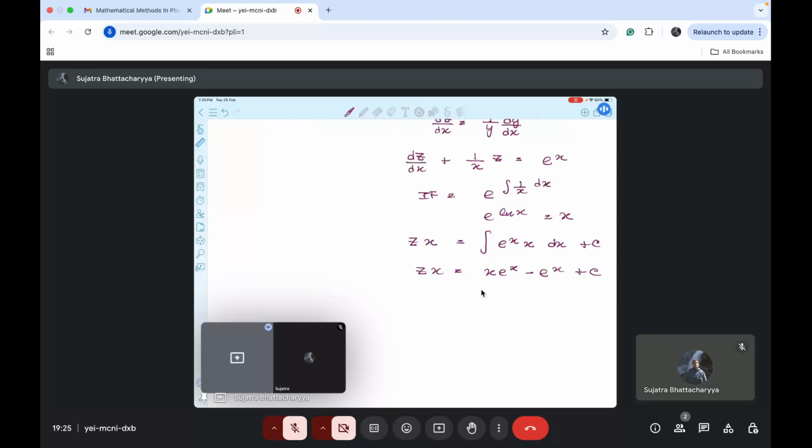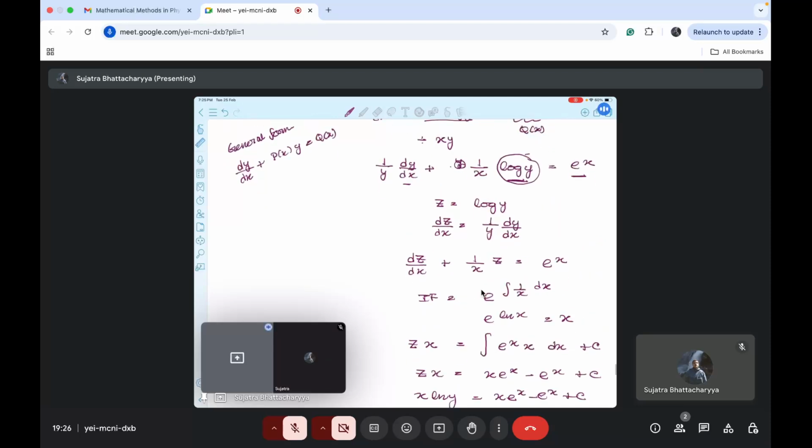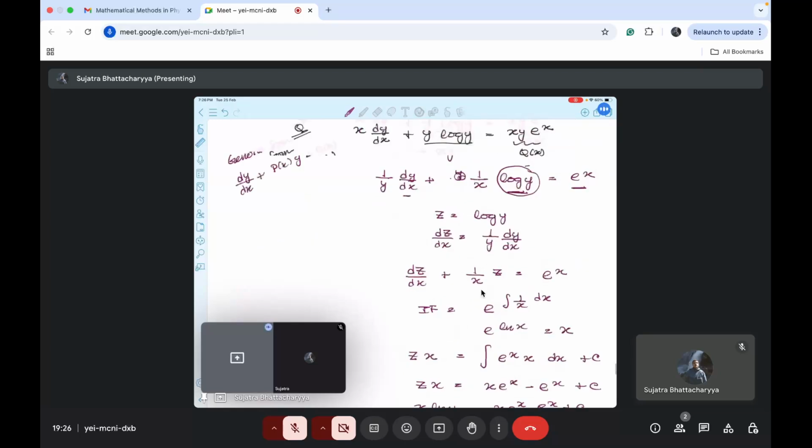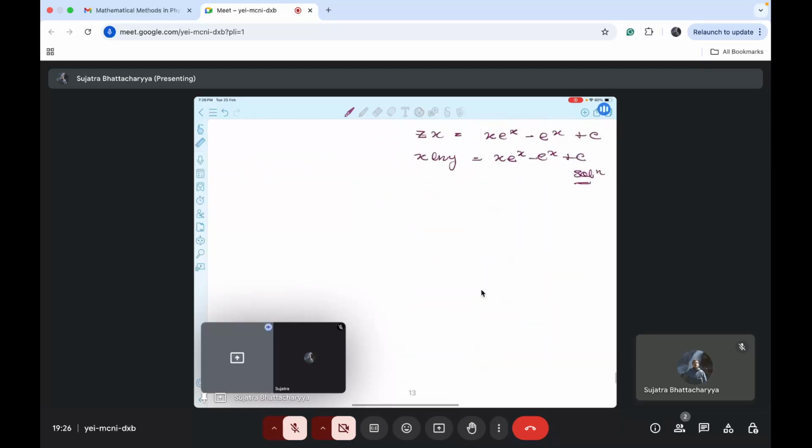Okay. And what is z? Log y. So x log y will be equal to x e to the power x minus e to the power x plus c. This is the solution. That's all. So this is how your Bernoulli's equation can be solved. Some kind of nonlinearity, but you can reduce it into a linear first order known form of differential equation. Fine. This is one of the things.